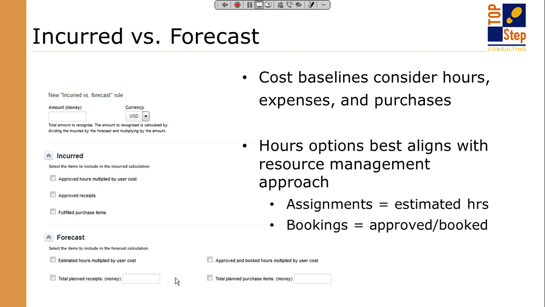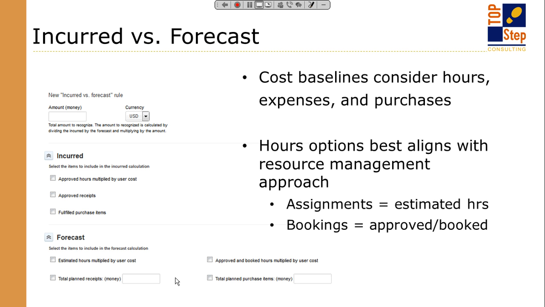Or you can just flat out say, I expect the project to be this much cost, and you can put a total amount of money in, like the total planned receipts or the total planned purchases, and just force a fixed cost amount to be put onto this rule and measured against if you wanted to.